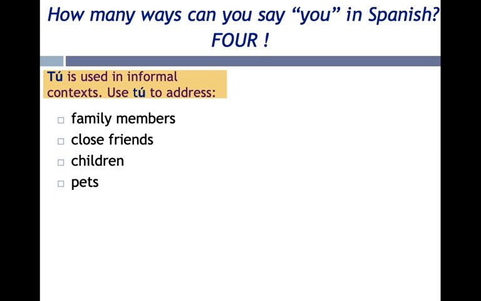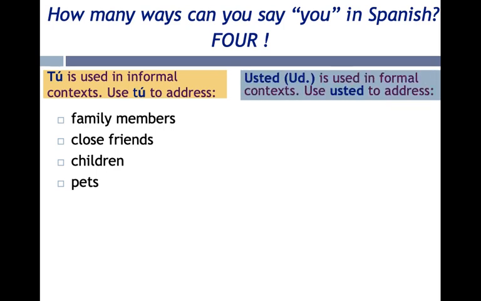Notice when it's written, there's an accent over the tú. That's very important. Without it, tu means your, tu libro, your book. So it's very important in writing to include accents, since leaving one out can actually misspell a word. Let's take a look at another way to say you.